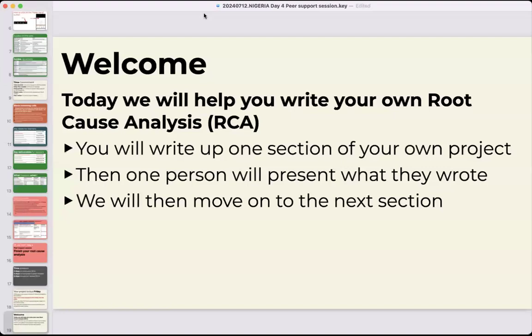So today, what are we going to be doing? We will help you to write your own root cause analysis.